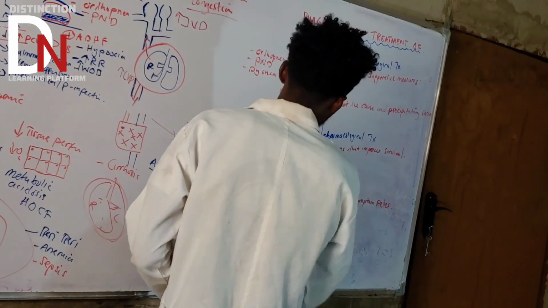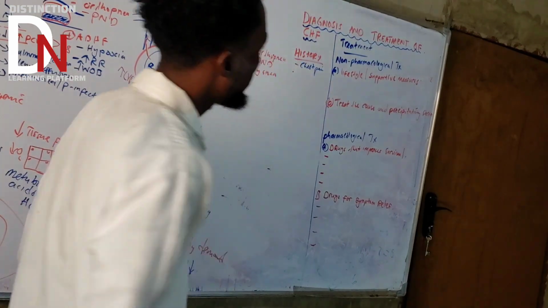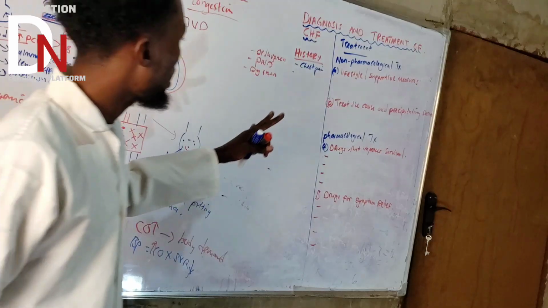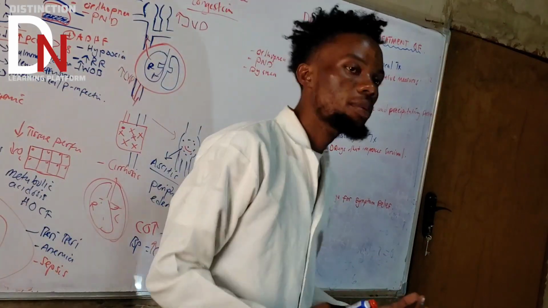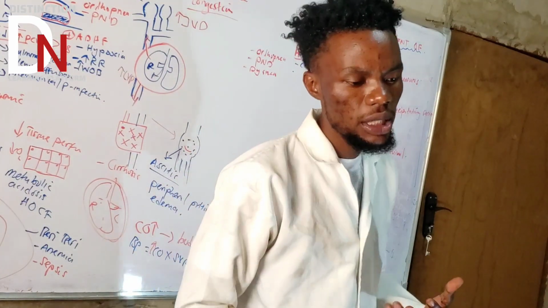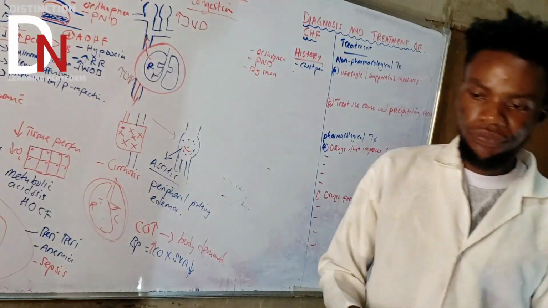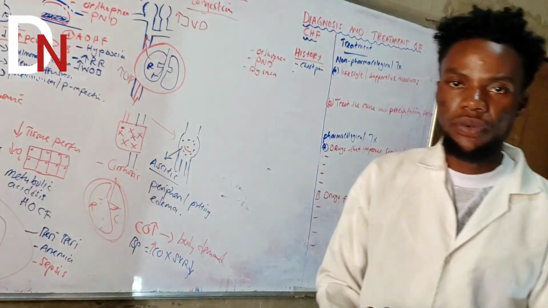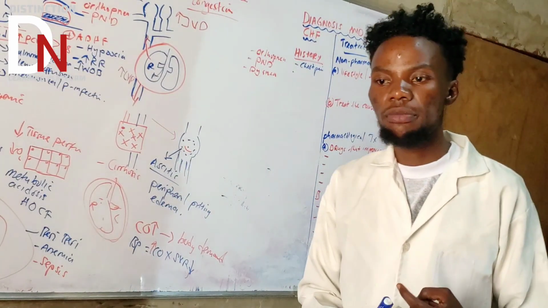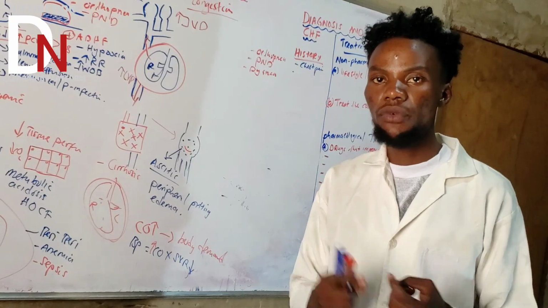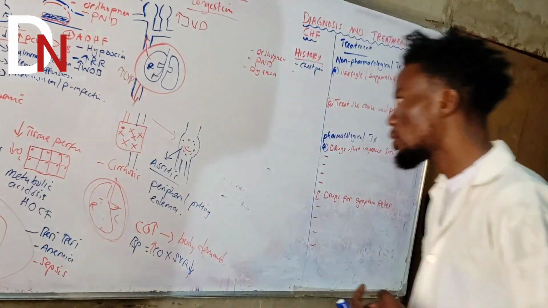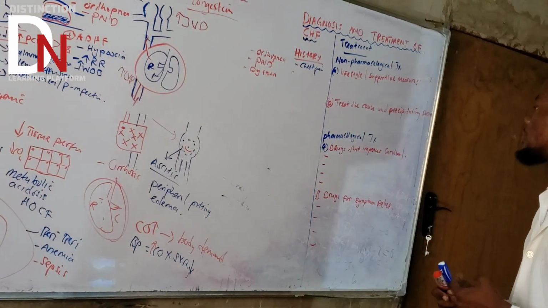Now let's talk about the first one. Non-pharmacological treatment, the first one is lifestyle and supportive measures. Remember that for lifestyle and supportive measures, you can encourage a patient with congestive heart failure to restrict drinking a lot of fluid. So fluid restriction and what else?